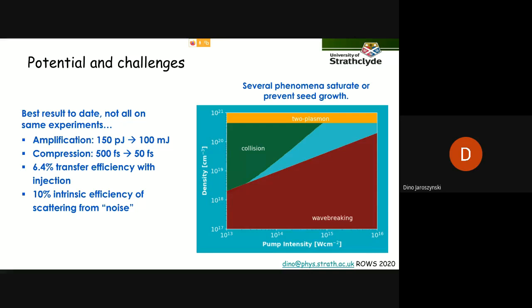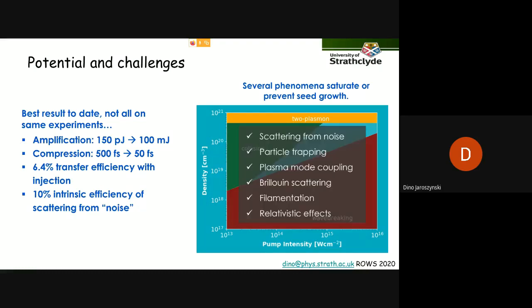There are several phenomena which saturate the medium, the amplifier, and one of the most important ones is wave breaking. This basically limits the maximum intensity that you can operate with. But I'll show you that it's potentially possible to break this limit.